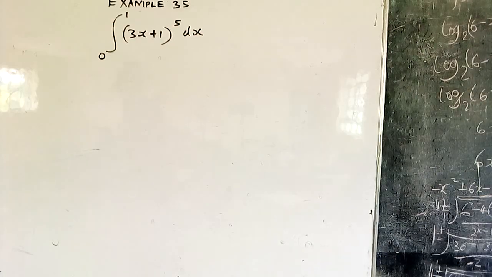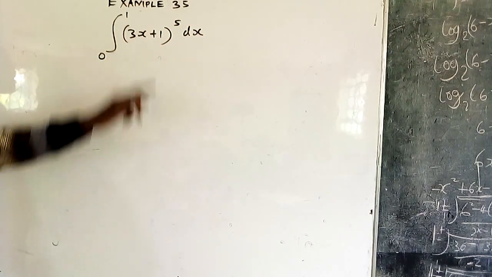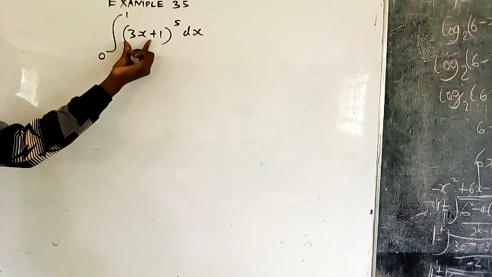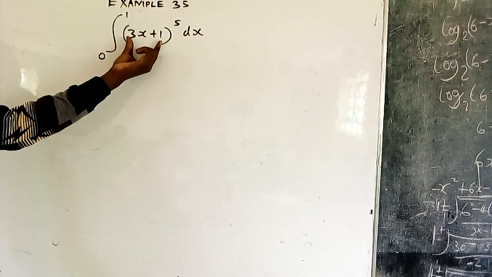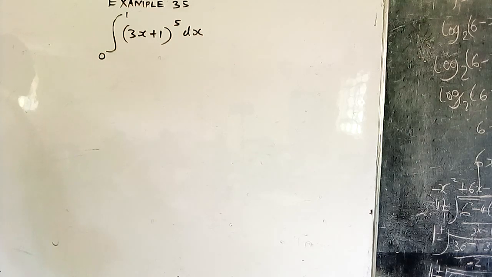So example number 35, we'll be told to integrate from the interval 0 to 1, in bracket 3x plus 1 all raised to power 5, with respect to x, isn't it? Now from here, you simply see algebraic substitution is working out. If you substitute 3x plus 1 to be u, you are able to get the u to be the x, isn't it? Are we together?